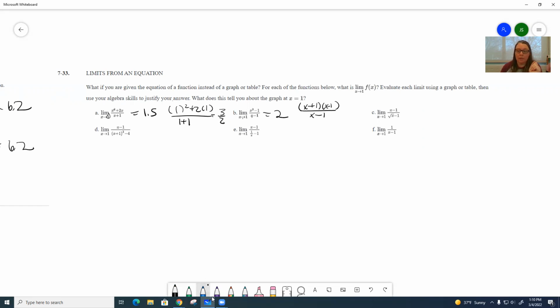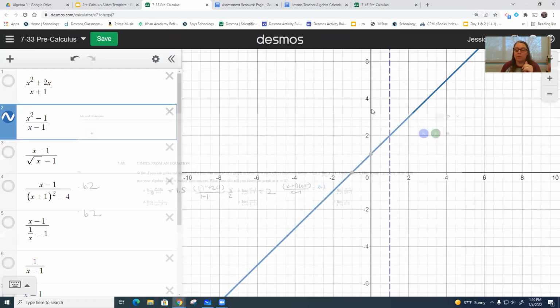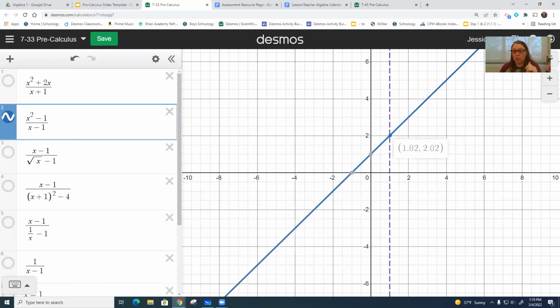And look what happens. Those go away, and you're left with x plus 1, which makes sense because our graph was a line with a hole in it, right? If I graphed x plus 1, it would be a line. We talked about this way back in like chapter 4 or something. Even Desmos isn't going to show the hole, but there is a hole right there at that 1.